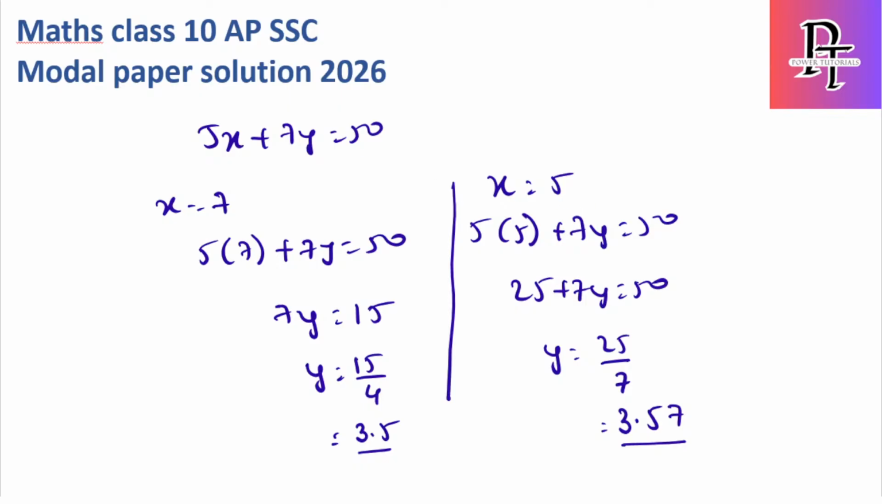Instead of closer values, it's not closer. If you take x as integers, then it will be somewhere. So for this equation I got the points as 7 comma 3.5, and the second point is 5 comma 3.57. I will take it as 3.6. You cannot take that much closer in your graph sheet. Okay, let's solve for the second equation.